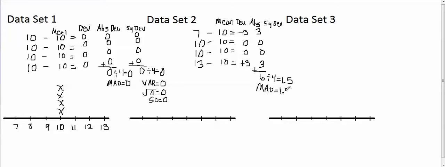Now I need to get the squared deviations. To do that, I need to square each deviation. So multiply each deviation by itself. -3 times -3 is 9. The negatives cancel out. 0 times 0 is 0. 3 times 3 is 9. Now I need the mean of the squared deviations. So add them, divide by 4.